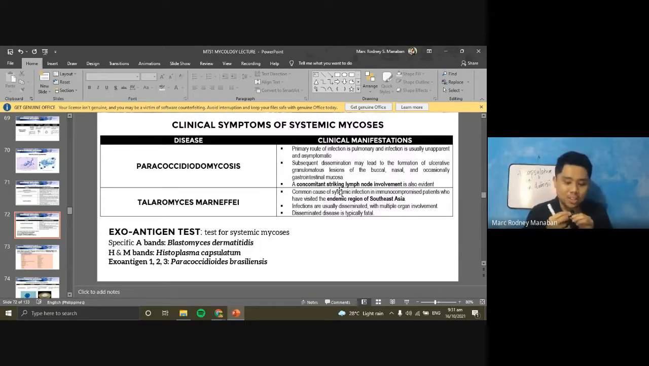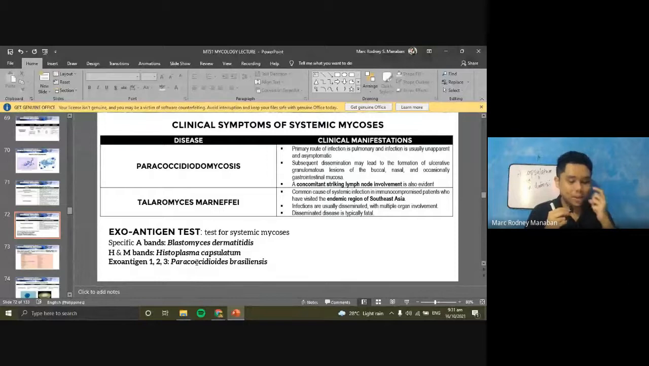All right. Now, there is this particular test known as the exoantigen test. Okay, hindi na siya katong K-pop group. Okay, exoantigen test. This is an immunodiffusion test. All right, and this is usually used for systemic mycosis. So we look at specific A bands for B. dermatitidis, H and M bands for Histoplasma capsulatum, and exoantigen 1, 2, 3 for P. brasiliensis. So I think wala na ako nabutang ni dears. Paki-note na lang. Exoantigen 1, 2, 3 para brasiliensis.